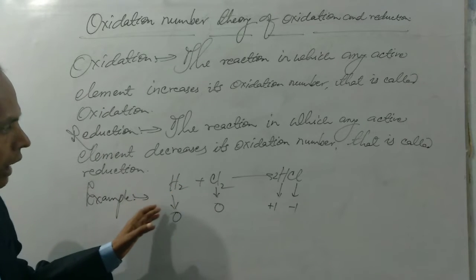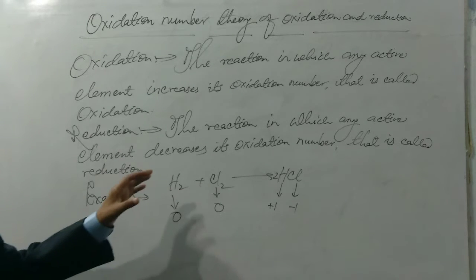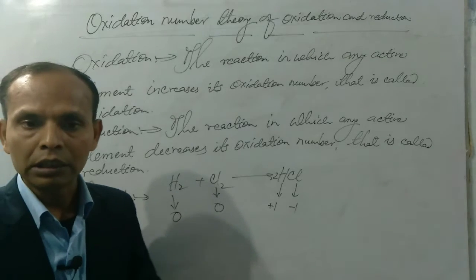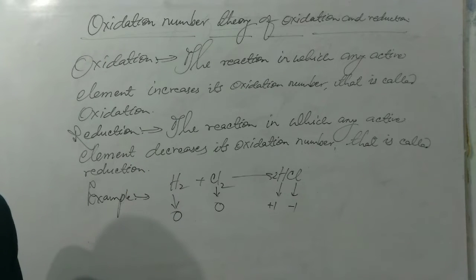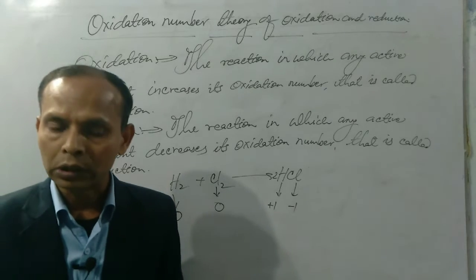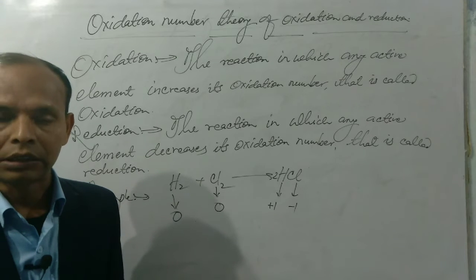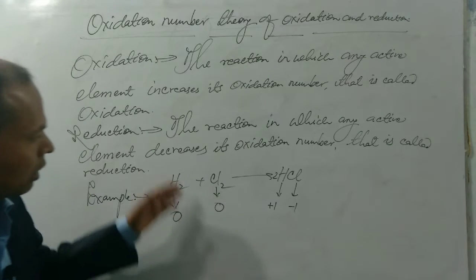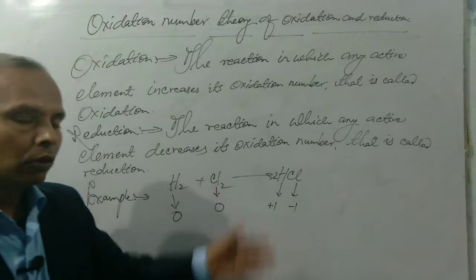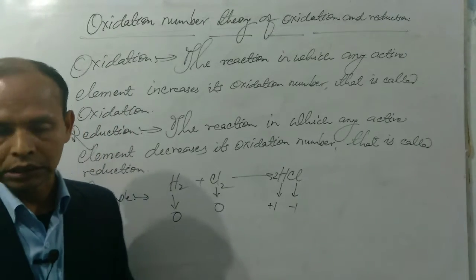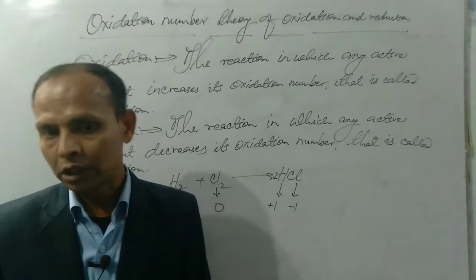In this reaction, hydrogen reacts with chlorine to form hydrochloric acid. First, we have to calculate the oxidation number or oxidation state of the respective element, either in the element or in the compound. In the free state, the oxidation number of all the elements is found to be 0, like sodium, potassium, calcium, hydrogen, chlorine, bromine, iodine. So, the oxidation number of hydrogen is 0. Similarly, the oxidation number of chlorine will also be 0. In the case of hydrochloric acid, we have a rule which tells us that the oxidation number of hydrogen in the combined state is generally found to be +1.